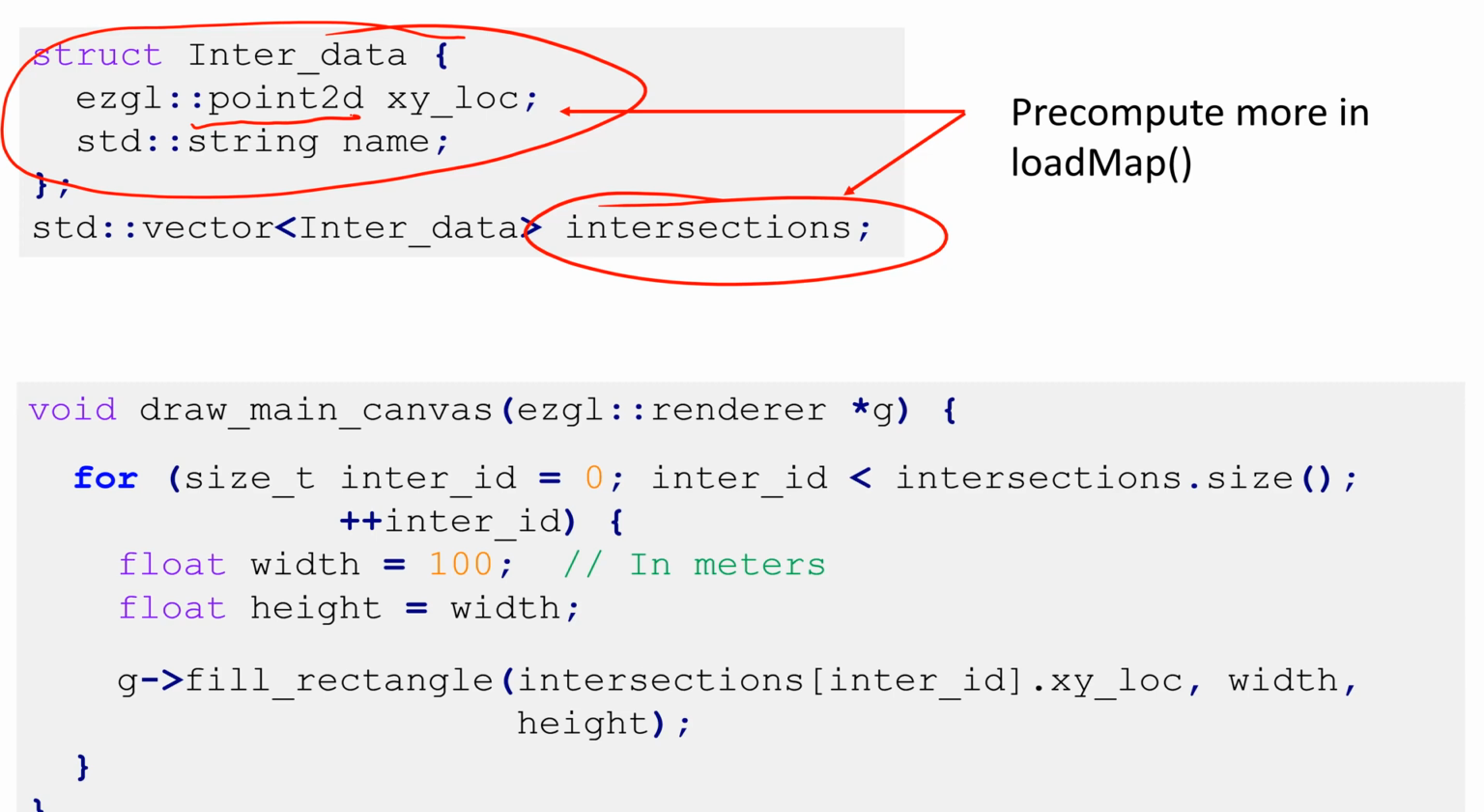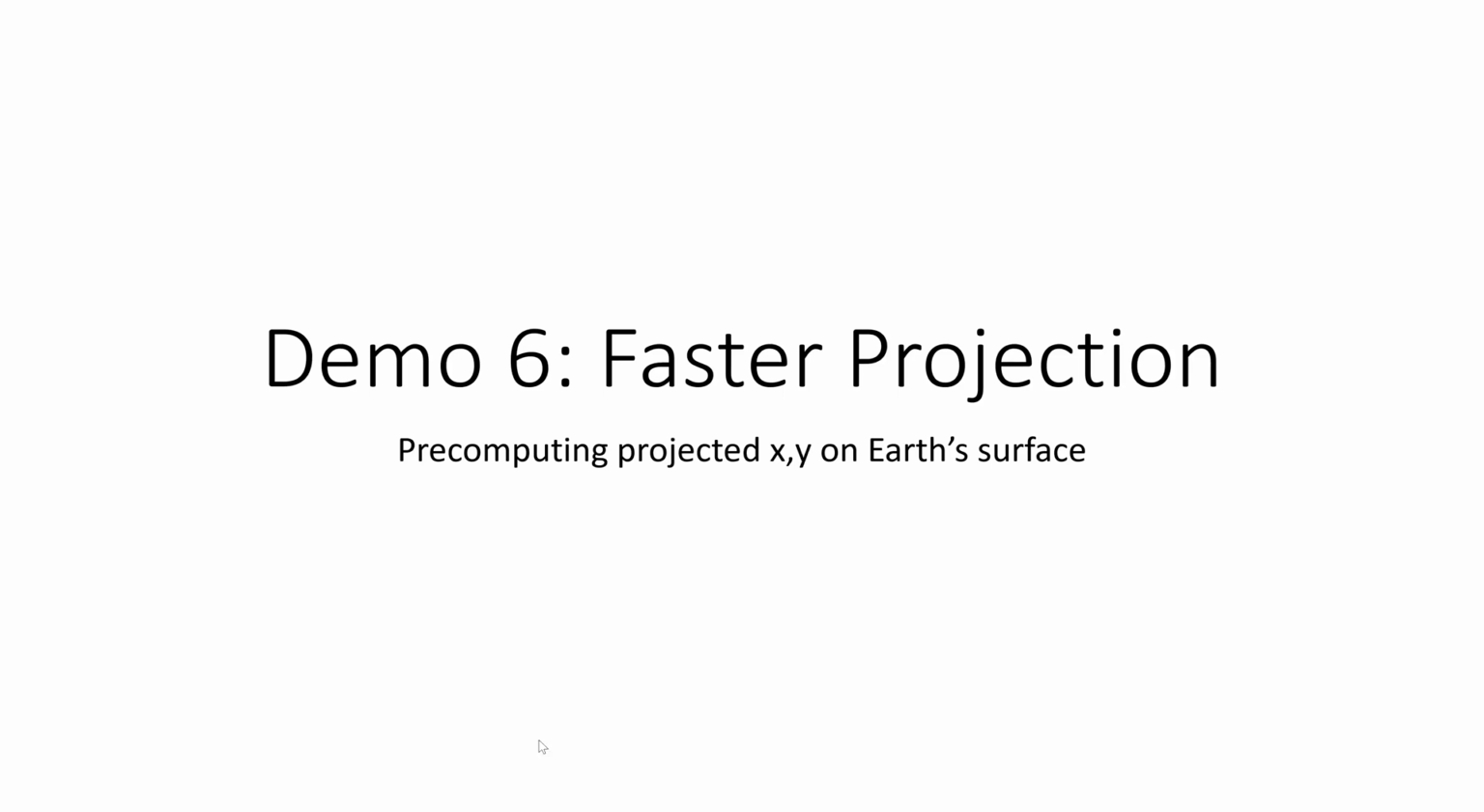And now my routine that actually does the drawing looks a little shorter. It basically just looks up the XY location of an intersection, and it draws. There's actually a few different ways you can fill a rectangle. You can call it with a point plus a width and a height, so now I'm doing that. I'm going to draw something 100 meters wide, 100 meters high, with the lower left corner being this XY location that I pre-computed.